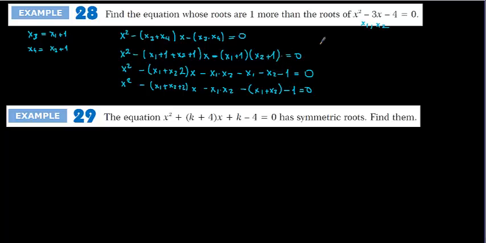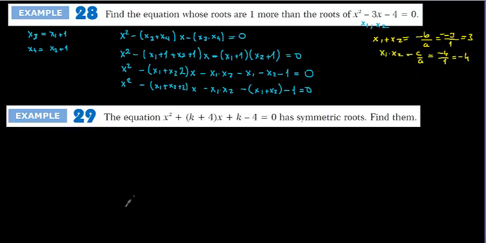Okay, how do we find x1 and x2? Here it is given, so by using Vieta's formula I can easily find x1 plus x2. x1 plus x2 is equal to minus b over a, which is minus minus 3 over 1, which is equal to 3. And x1 times x2 is equal to c over a, which is minus 4 over 1, which is equal to minus 4.